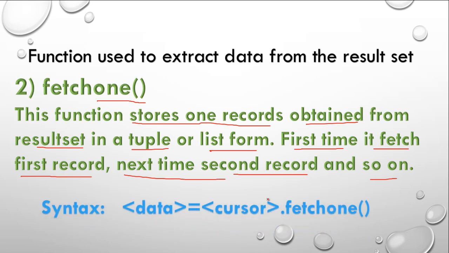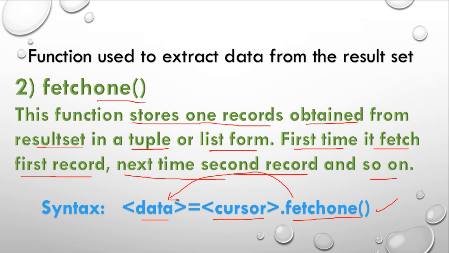The syntax is the same: data, then the name of the cursor variable, then a dot, then fetchone. Whenever this function executes, it obtains a single record from the result set and stores that record in this data variable.